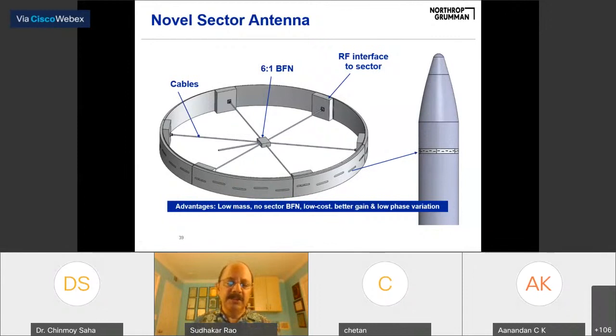It has the advantage of low mass because there's no BFN. It's low cost because it's lightweight. We don't want to use any dielectric because the temperatures can go as high as 1200 or 1300 degrees C when the vehicle is launched. So antennas have to survive those temperatures, and we don't want to use any dielectric there. Of course, it has a radome, so when we design, the radome effects are taken into account.